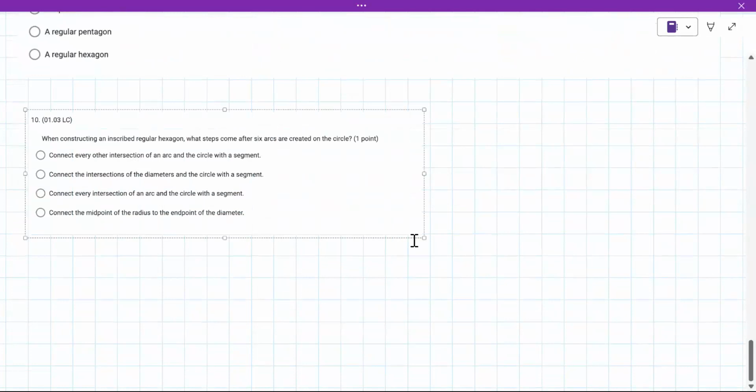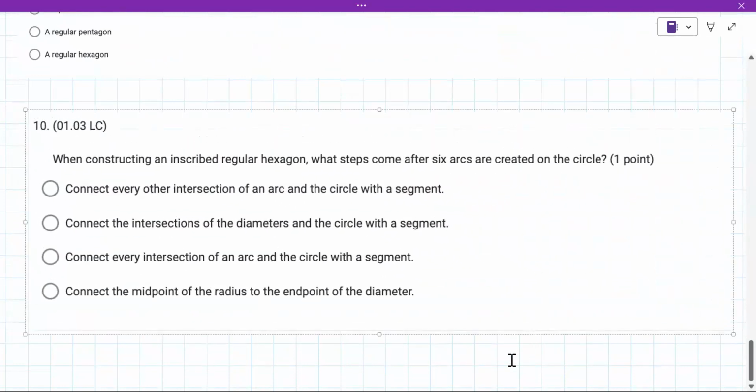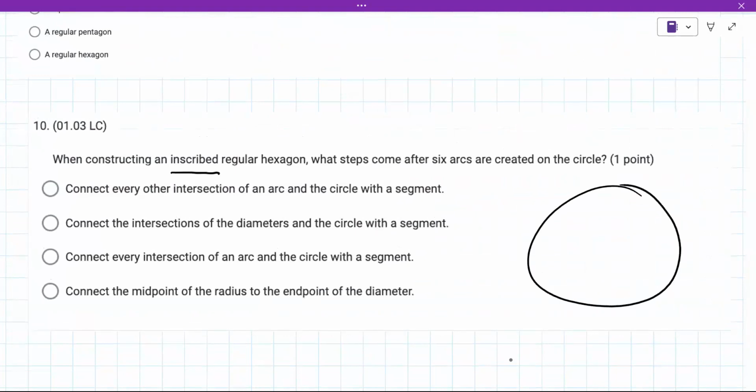All right. So when constructing an inscribed regular hexagon, here's what that means. Here's a circle, and the word inscribed means that it's inside. You can just think of the word inside.